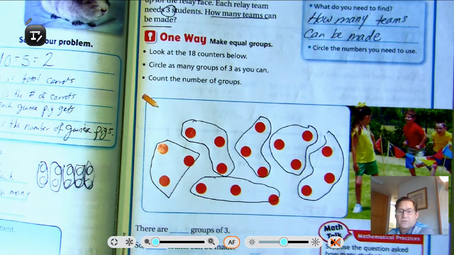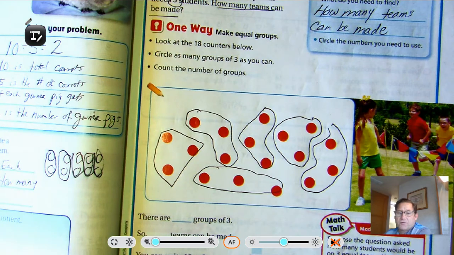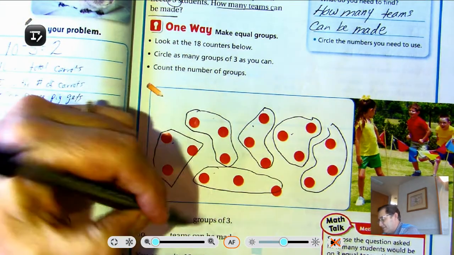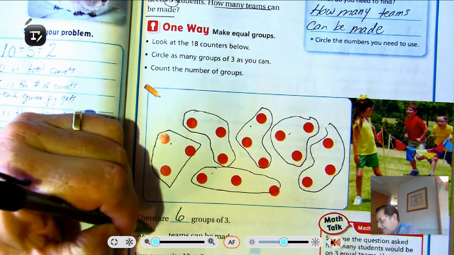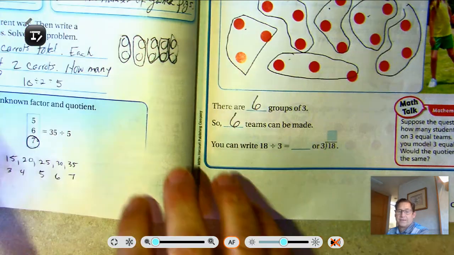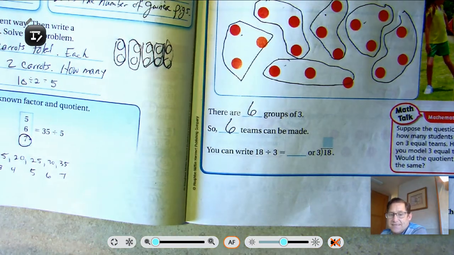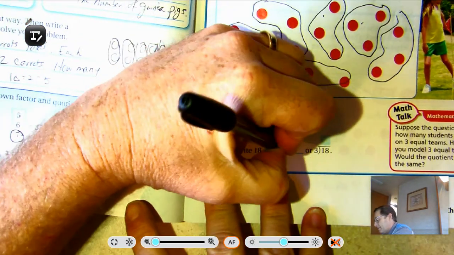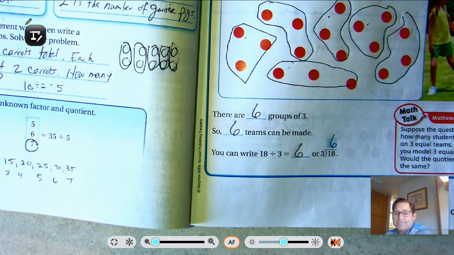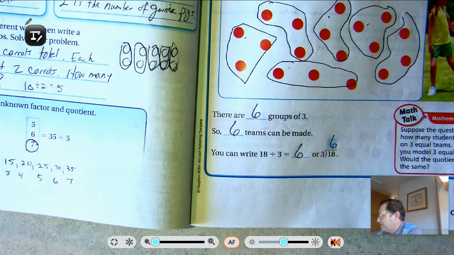Okay, so we've circled our groups of 3. And how many groups are there? There's 1, 2, 3, 4, 5, 6 teams. So 6 groups of 3. So 6 teams can be made. If we were just looking at a straight division fact, it would be 18 divided by 3. And 3 times 6 is 18. All right, 278.